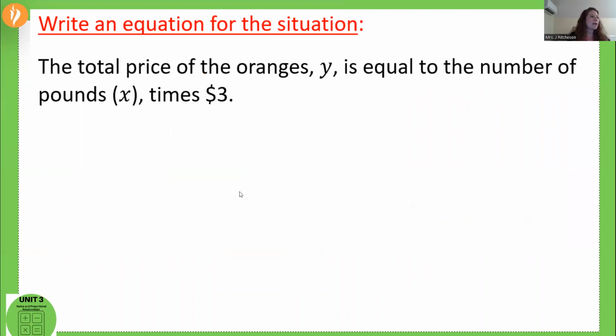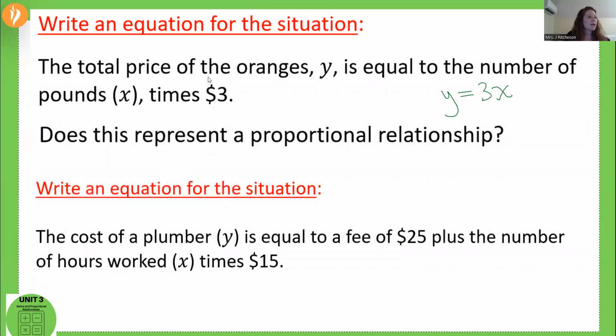What about this equation? We're going to write an equation. The total price of the oranges is equal to the number of pounds times $3. So $3 a pound. So how much money would we spend? The amount of money would equal 3 times the number of pounds. That's our equation. y equals 3x. Does this represent a proportional relationship?